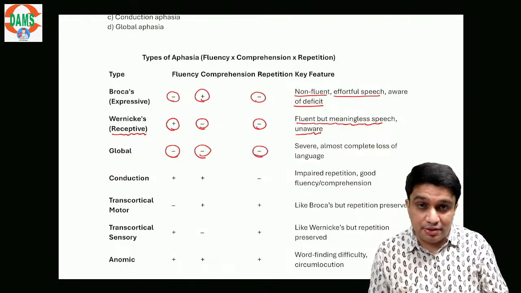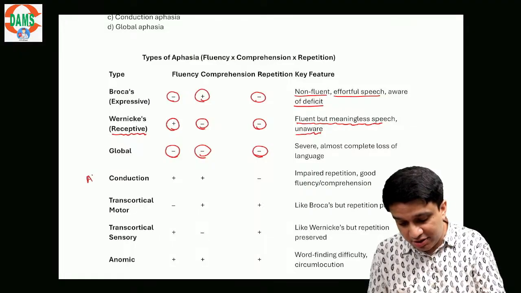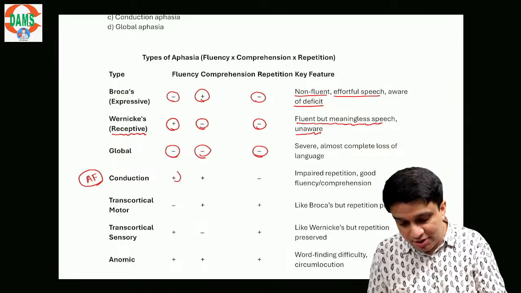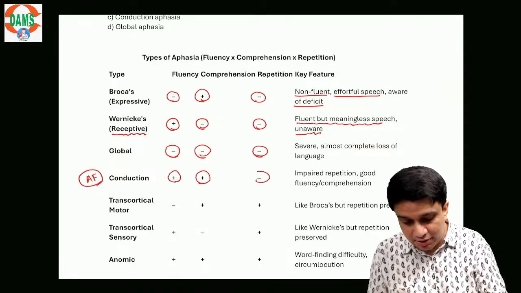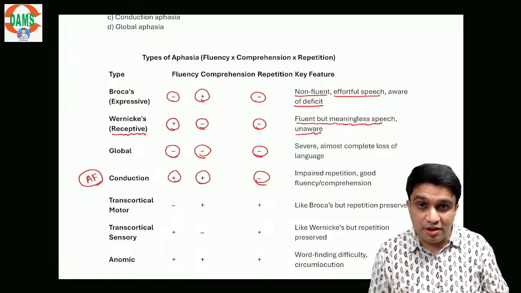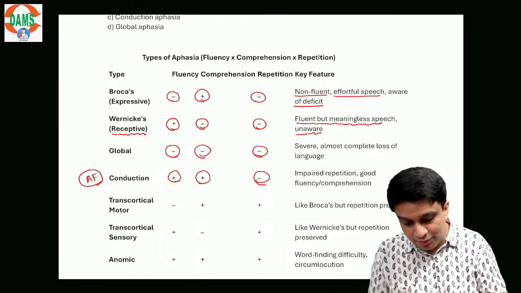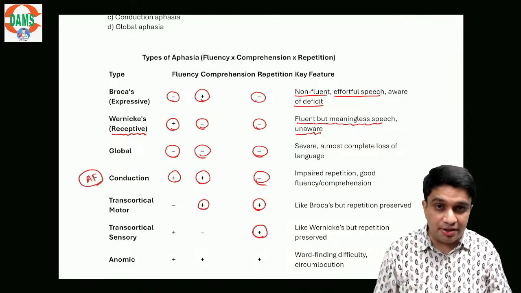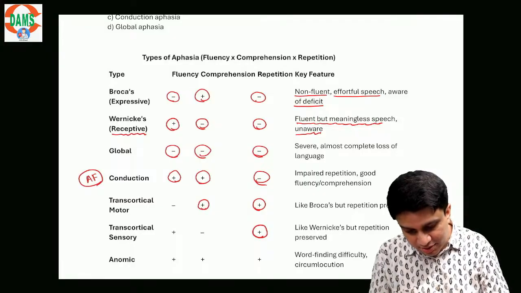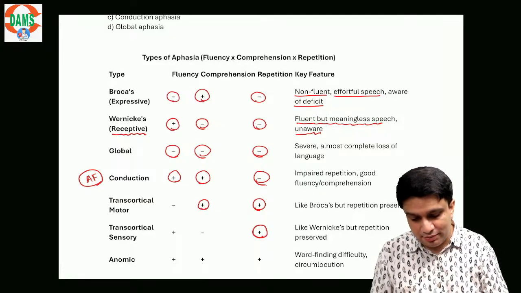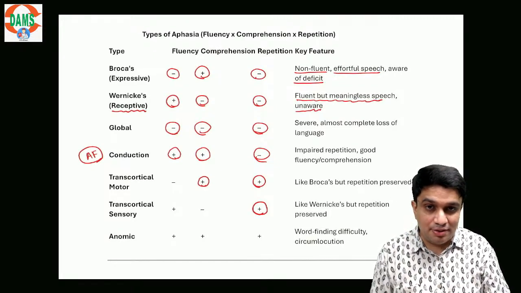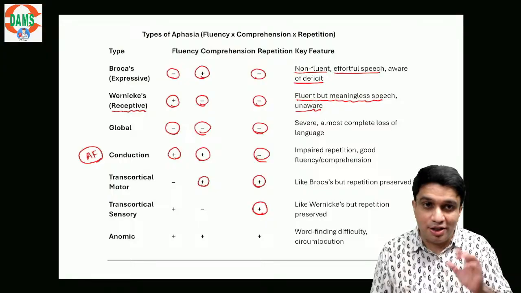What is conduction? Arcuate fibers are lost. The connection between Wernicke's and Broca's is lost. So individual fluency and comprehension are intact, but repetition is lost. What are transcortical aphasias? Transcortical motor is like Broca's with preserved repetition. Transcortical sensory is like Wernicke's with preserved repetition. And finally, what is this? Anomic, where the patient has a word finding difficulty. Cannot name. Everything else is fine, only naming is gone.